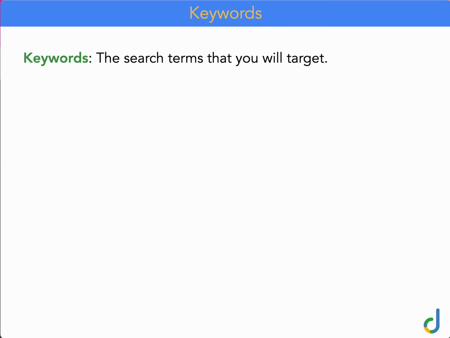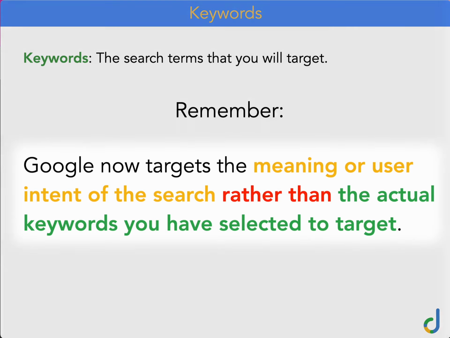So keywords, this is all about the search terms that you will target. Now, one thing that I really want you to hone in on, if you're new to Google Ads, this slide may not mean as much to you, but if you've been involved in Google Ads since before 2021, if you had any experience with Google Ads before that point, I really need you to understand this next point. Google now targets the meaning or user intent of the search rather than the actual keywords that you have selected to target.